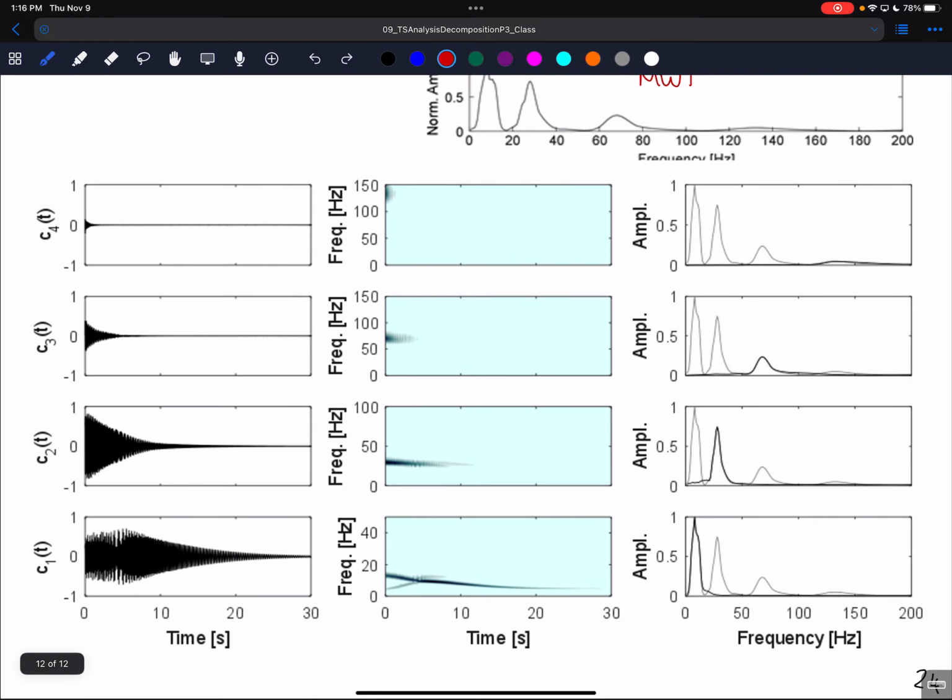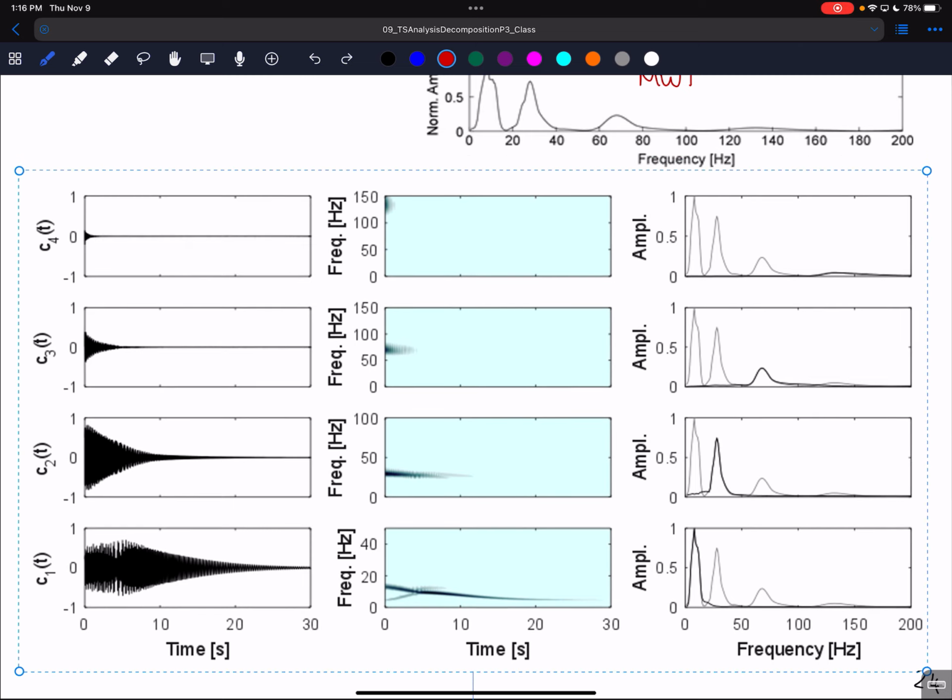So here you can see the fourth IMF has content only at somewhere around 130 hertz. Beneath that, the third IMF will only have content around 75 hertz, and so on as we go down. The other thing you'll notice on the far right is the maximum wavelet spectrum. In light gray is the original signal. In black is the MWT of the IMF itself. And so here you can see how the IMFs reproduce that MWT content of the original signal.